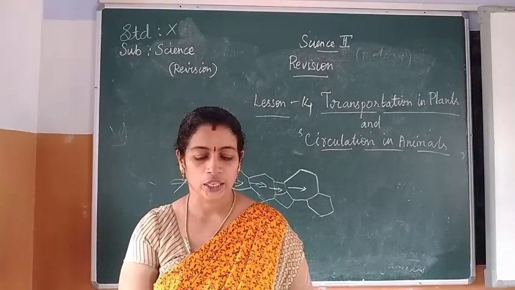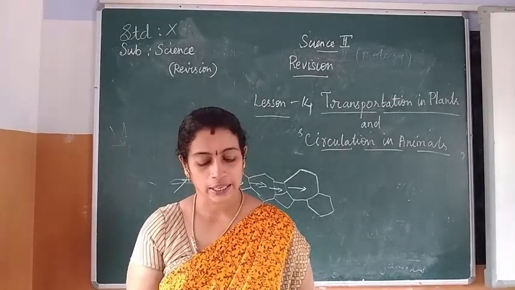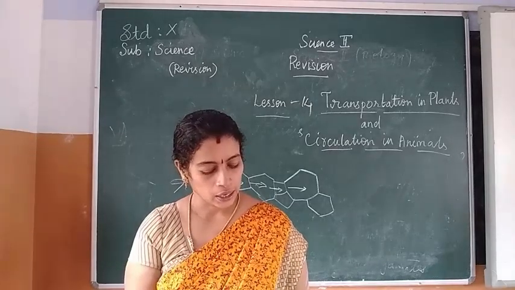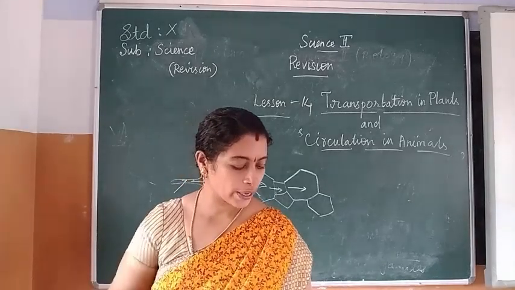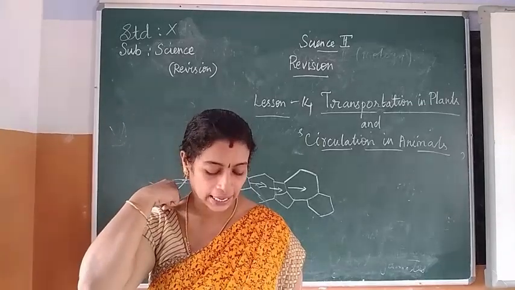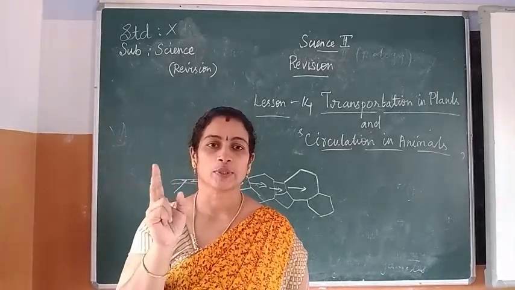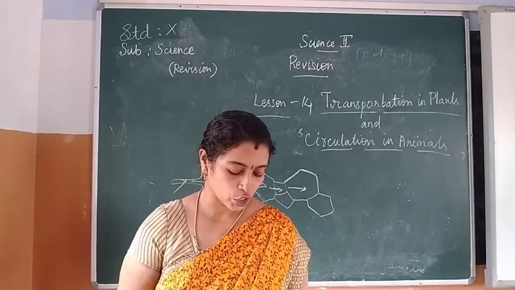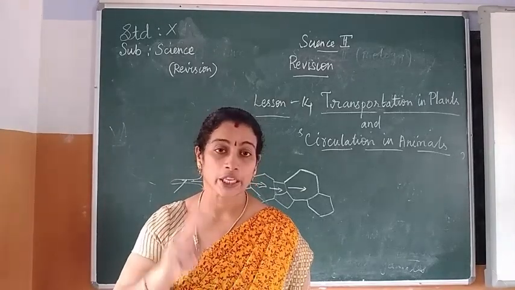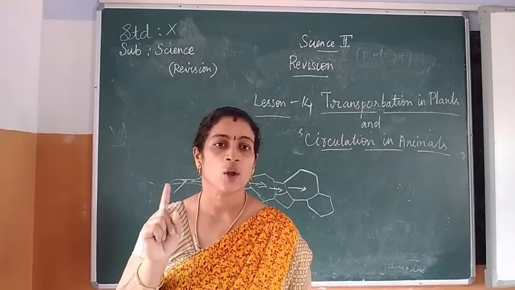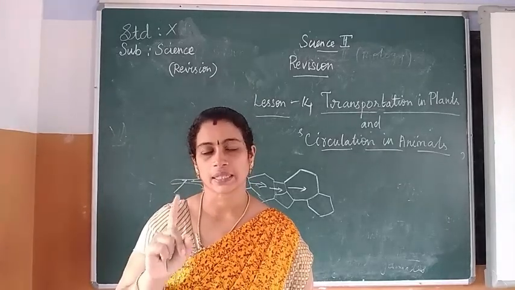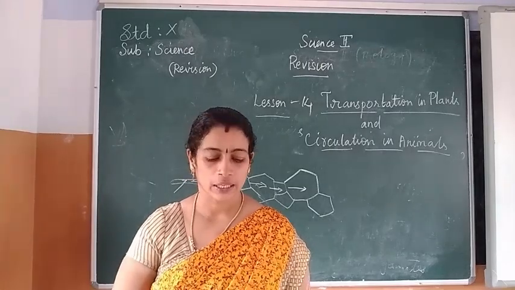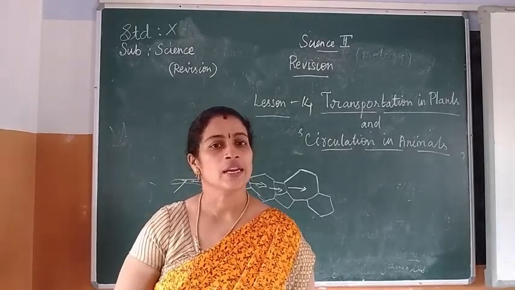Then, why is circulation in man referred to as double circulation? Which is in page number 208. When the blood circulates twice through the heart in one complete cycle, the blood will enter twice into the heart, so it is said to be double circulation. In human beings, it is said to be double circulation.